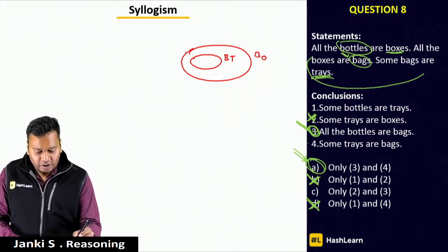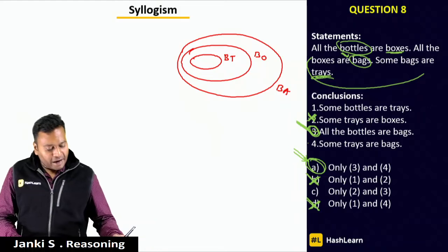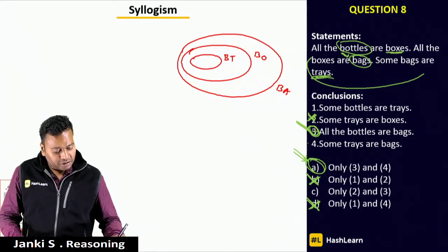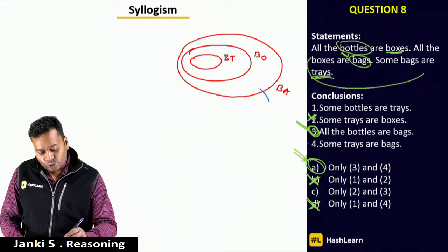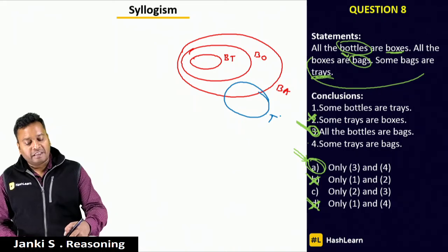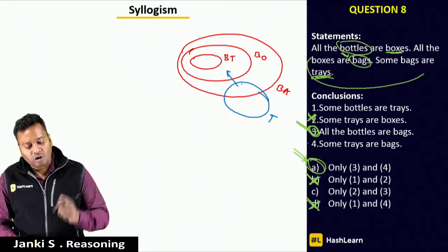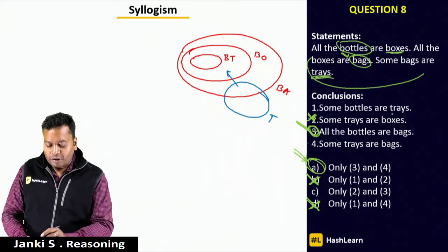And all boxes are bags, so all boxes are bags. Let's mark this one as BA, and some bags are trays, right? So let's mark some bags are trays. I'll draw this one here. So tray, right? So that represents it can move inside also or not, right? So it should be cannot be determined in that case. So some bottles are trays.